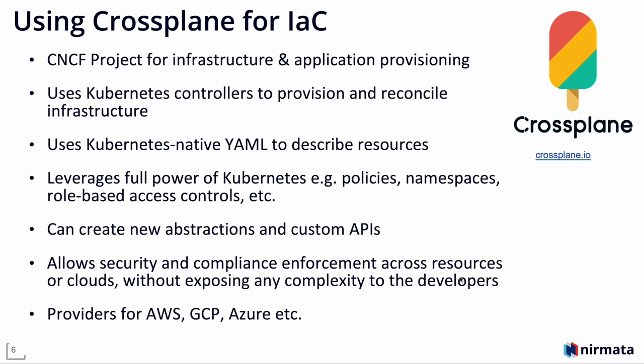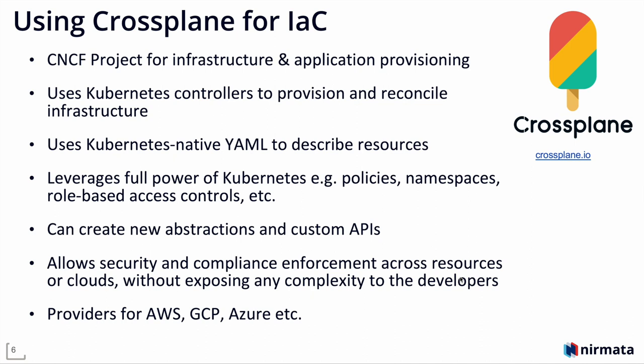Crossplane is an open source project. It's a Kubernetes-native provisioning engine for cloud resources, so it allows you to provision cloud resources, or it could be other applications. It's very extensible, and enables infrastructure as code. It defines a set of custom resource definitions that its controllers monitor, and then you can use Kubernetes-native YAML to describe the resources. Once the YAML is applied to the cluster, the controllers will provision those resources based on the configuration described in the YAML.